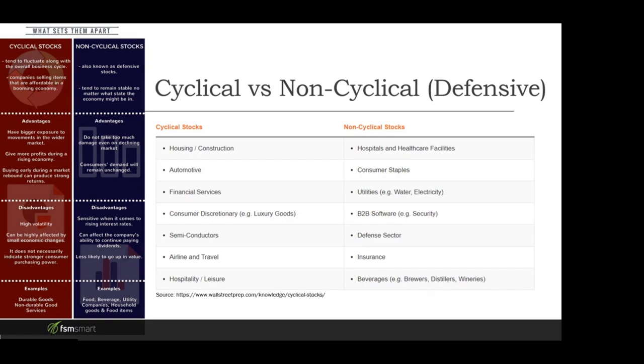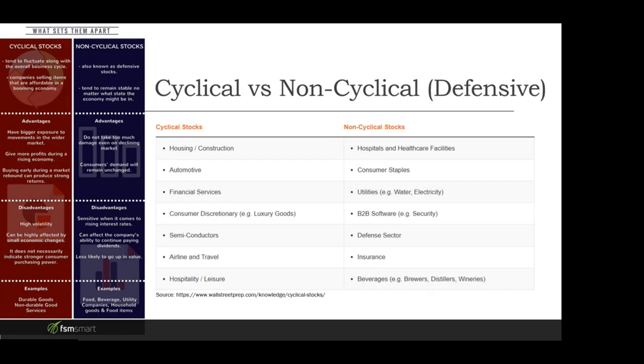So there are also differences between the cyclical and non-cyclical stocks, as you can see on this comparison chart, right? So what are the advantages? For cyclical stocks, they have bigger exposure to the movements in the wider market, which means the price swings can go up and down, and can be very huge.